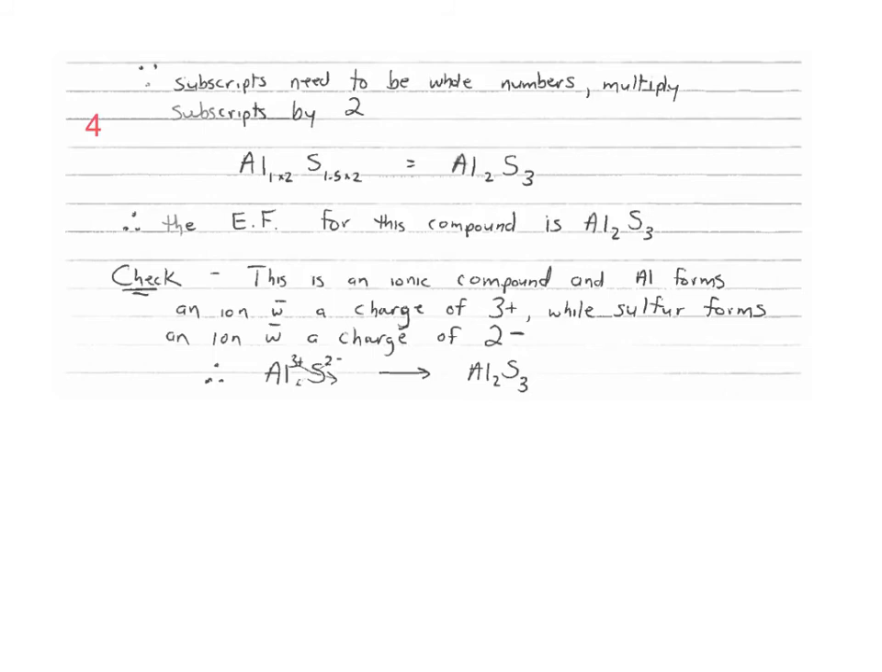Like we always do, we want to think, is this a reasonable answer? And so we know that since we have a metal and a non-metal, that we're going to have an ionic compound forming. And we know that aluminum tends to form ions with a charge of 3+, and sulfur tends to form ions with a charge of 2-, so that if we cross over those charges to come up with the chemical formula, we would get Al2S3, which agrees with the formula that we calculated using the information given, and so it makes sense.